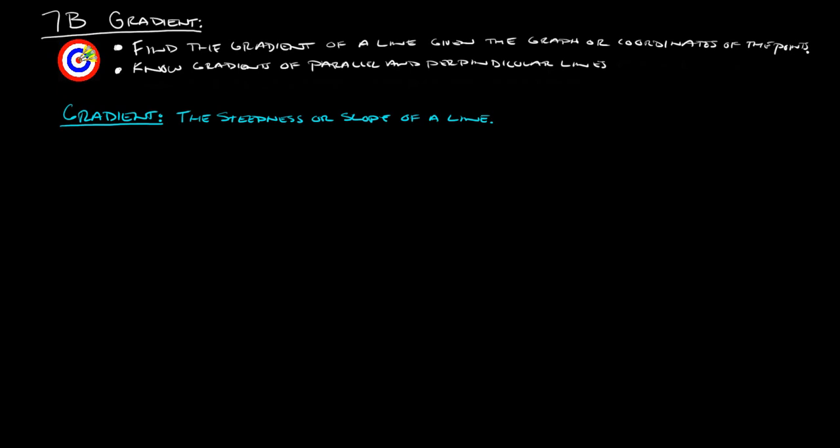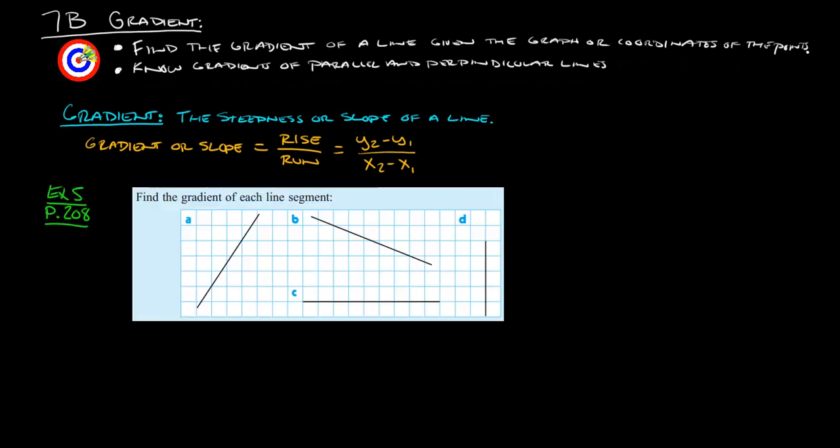The steepness, or again, the key thing in here is that it's just the slope of the line. If you remember, slope is rise over run, which is y2 minus y1 over x2 minus x1. Now again, that's just our slope formula. On this one, find the gradient or the slope of each line segment.